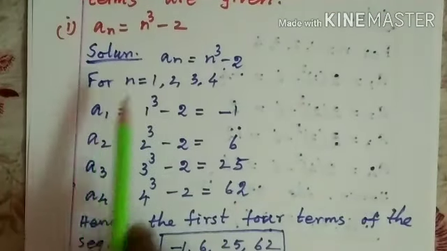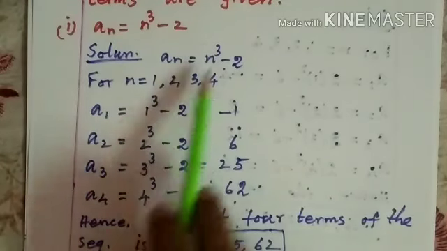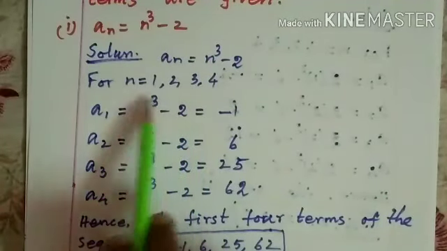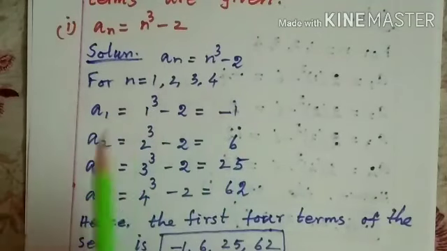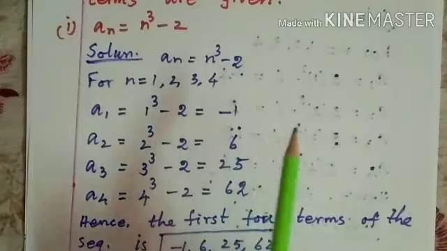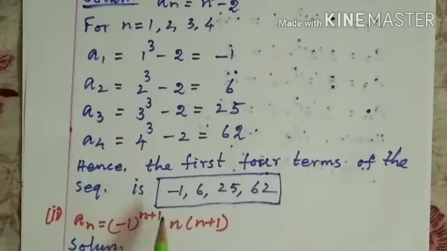See, for n equal to 1 we get a1 is equal to 1 cube minus 2, which is 1 minus 2. Simplify this and we get minus 1. For n equal to 2, it is 2 cube minus 2. Simplify this and we get 6. Similarly, you have to find the third term 25, fourth term 62. Therefore, the first 4 terms of the sequence are -1, 6, 25 and 62.